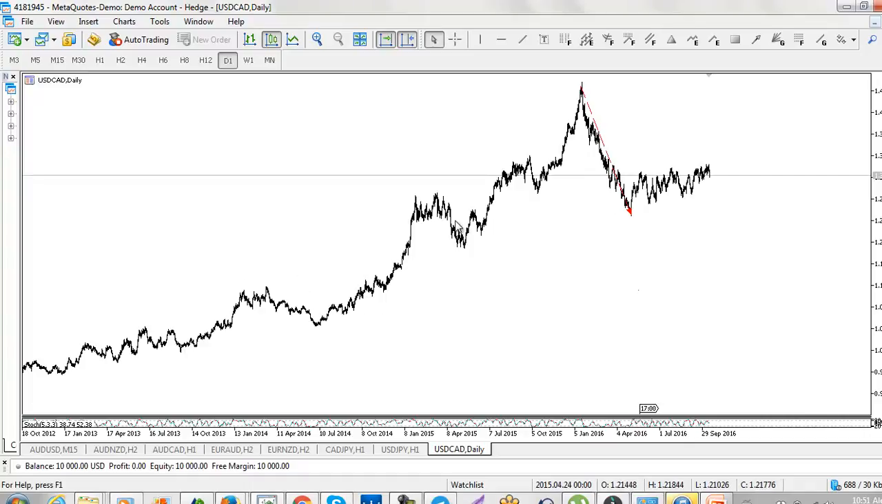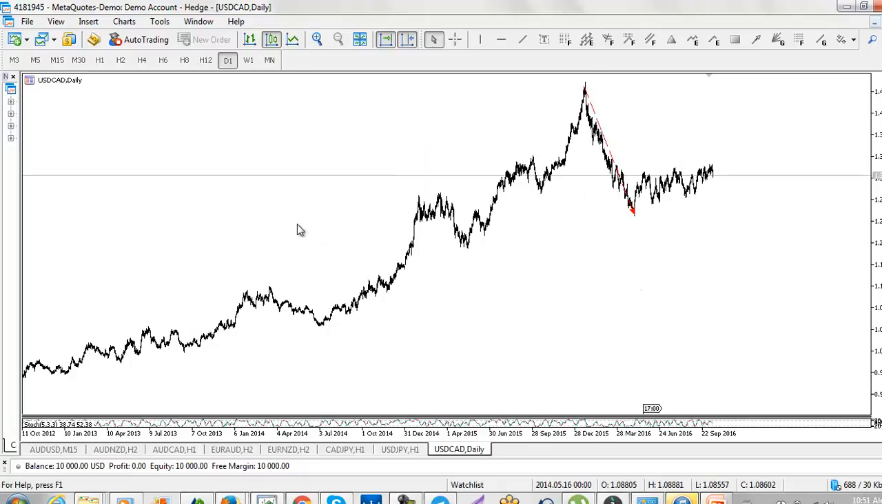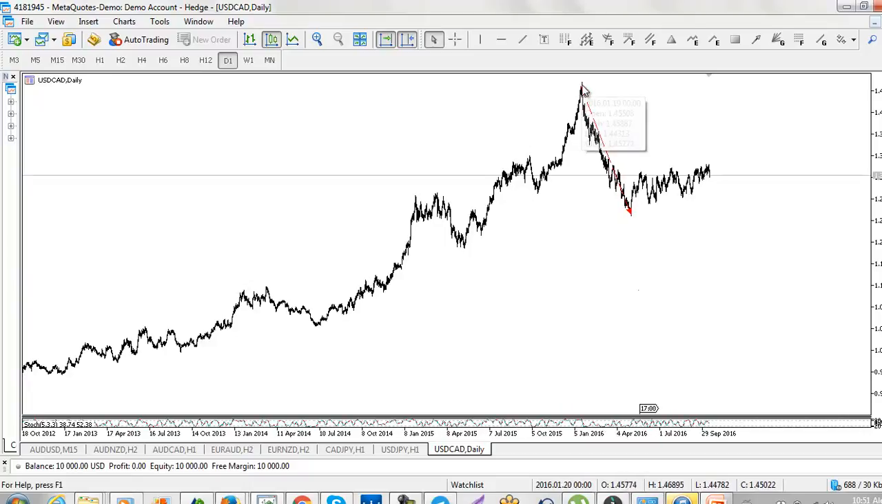Okay, last year we saw the price of oil fall so seriously, and that was why we saw the US dollar Canadian dollar moving in this kind of impulse wave, down and up here. Then at the beginning of the year, we saw the price of oil rallying from less than $30 to $40-something, and then we saw the US dollar Canadian dollar coming down.